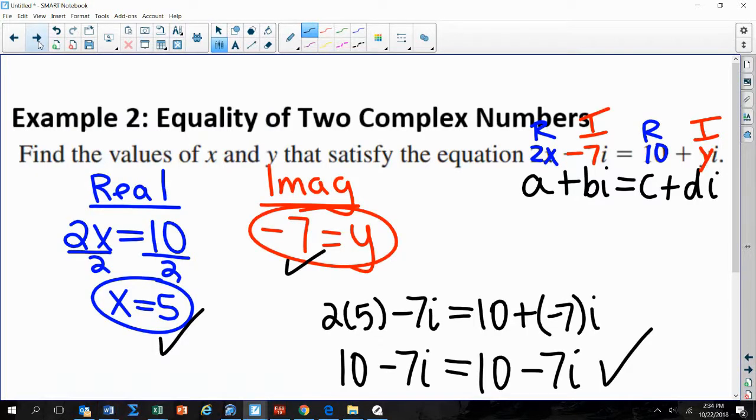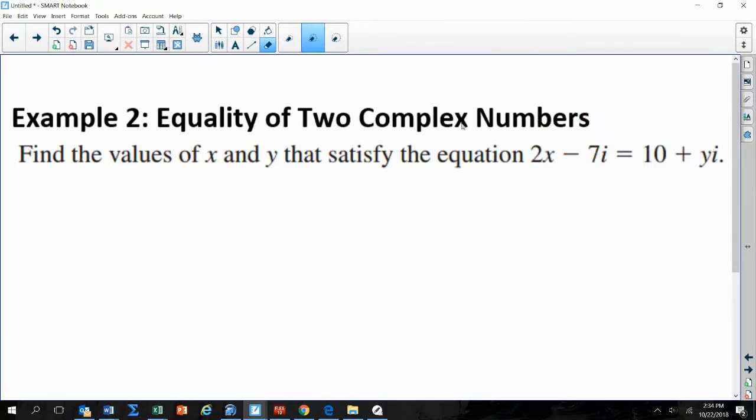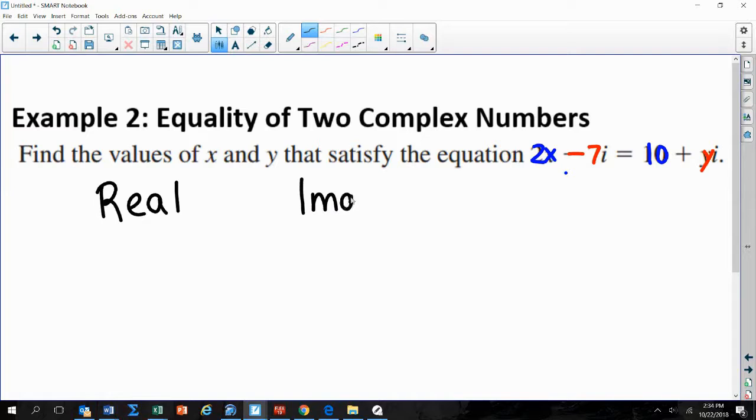So here's what I do. It says find the values of x and y that satisfy the equation. You go ahead and erase all of this good stuff. When are two complex numbers going to be the same? They're going to be the same when the real parts are equal and the imaginary parts are equal. That's going to be when the two complex numbers are the same. So what I like to do for these types of problems is set up an equation for the real parts, and set up an equation for the imaginary parts.